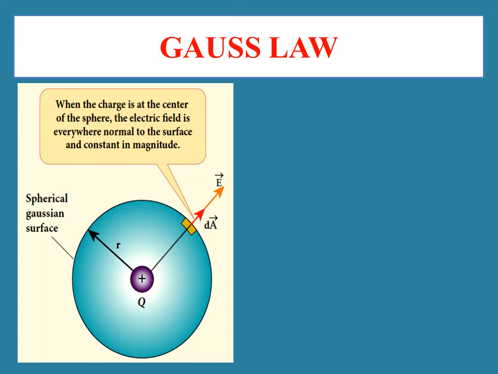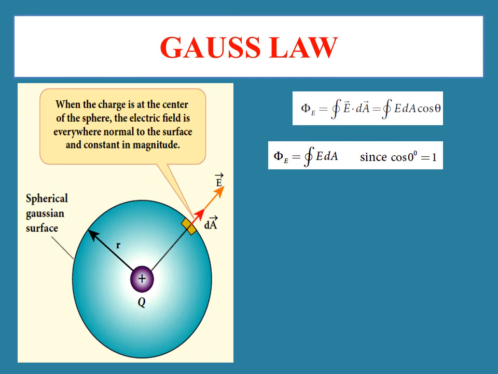Now, if you see, the charge plus Q is kept at the center and an imaginary Gaussian surface is drawn around it, which is uniform, and the distance throughout is going to be r. Here they consider an area dA vector of the total surface. When the charge is at the center of the sphere, the electric field is everywhere normal to the surface and constant in magnitude. Therefore, you can represent flux psi as the closed integral of E vector dot dA vector, which is equal to E dA cos theta.